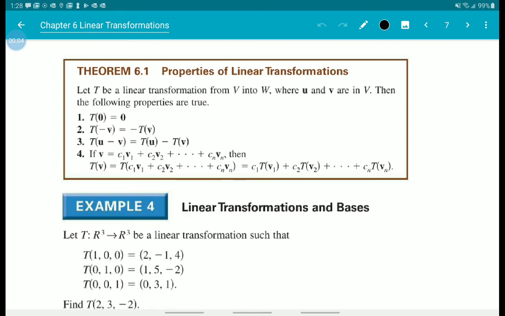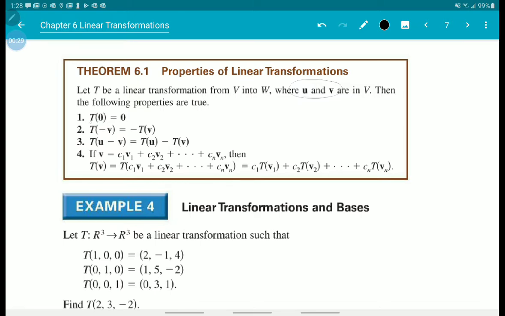In the last video, we talked about linear transformations, and we proved a couple of functions that were linear transformations, and we looked at a few that weren't. So now let's talk about some properties of linear transformations. We're going to let T be a linear transformation from V onto W, and we have two vectors that are in V, and we're calling those vectors U and V. Then the following properties are going to hold.